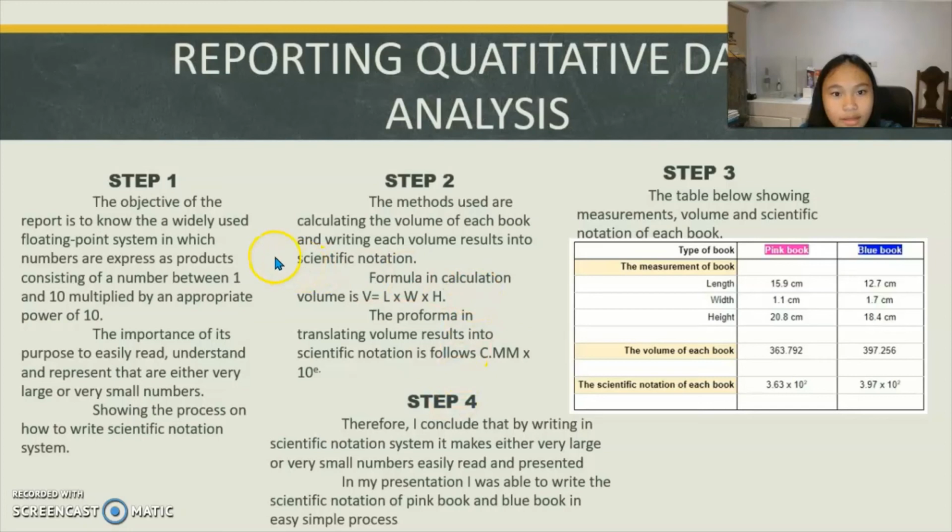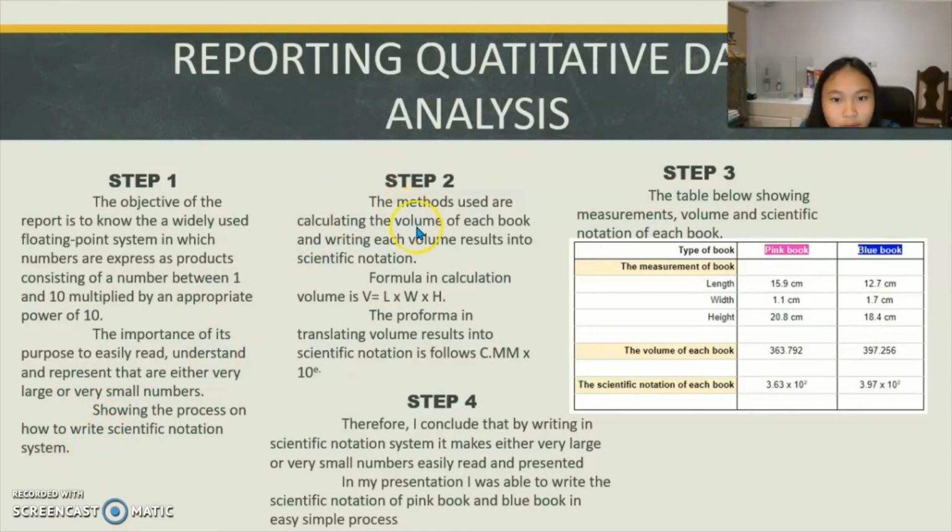Reporting quantitative data analysis. Step 1. The objective of the report is to know a widely used floating point system in which numbers are expressed as product consisting of a number between 1 and 10 multiplied by an appropriate power of 10. The importance of its purpose is to easily read, understand, and represent numbers that are either very large or very small. Showing the process on how to write scientific notation system.